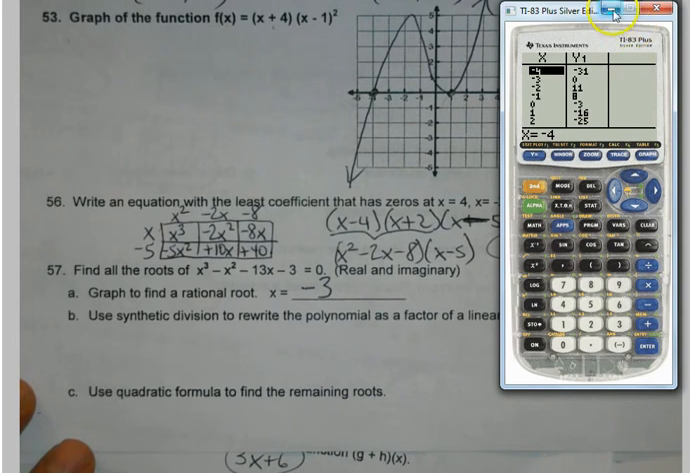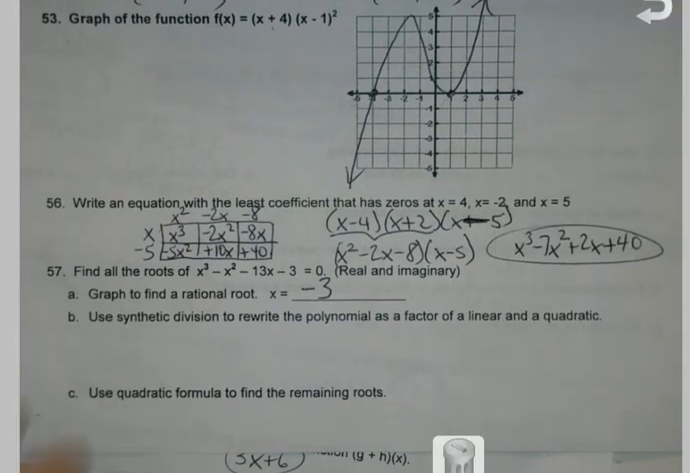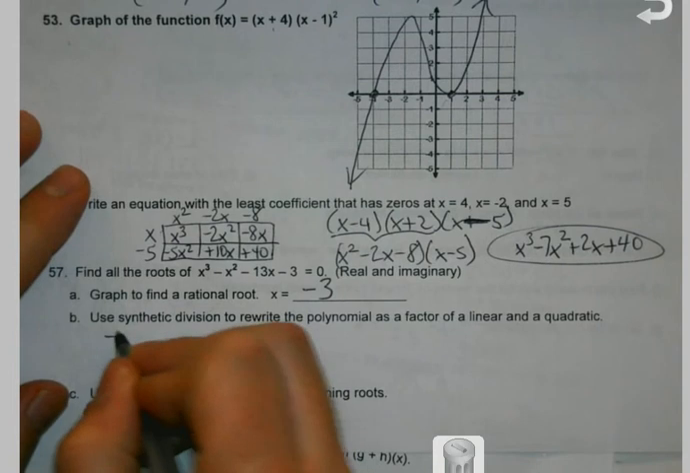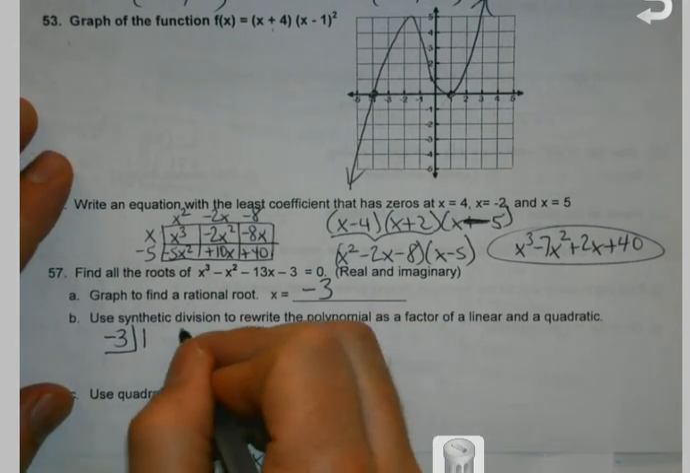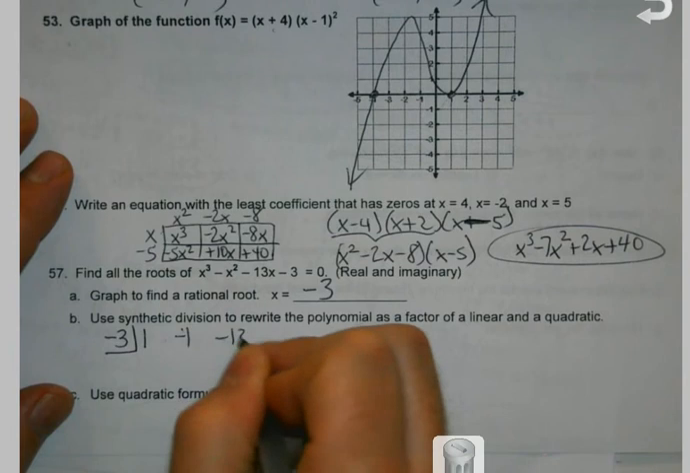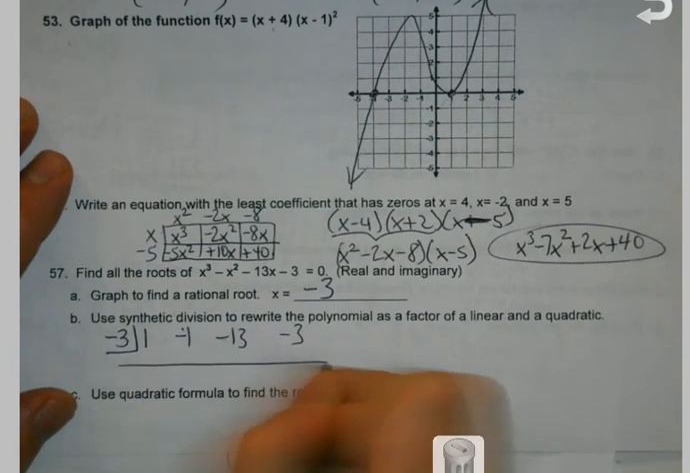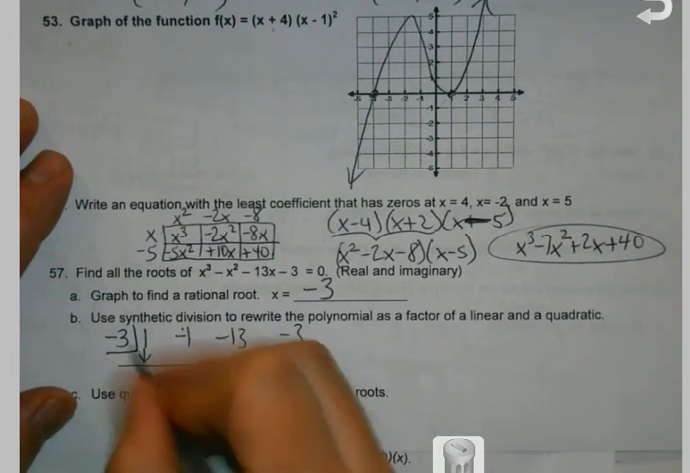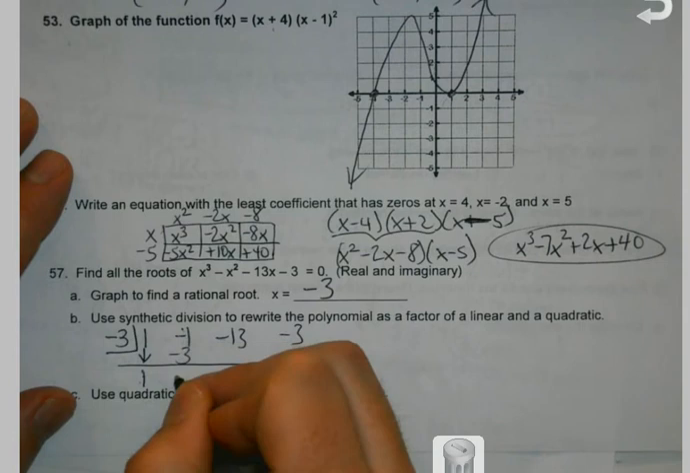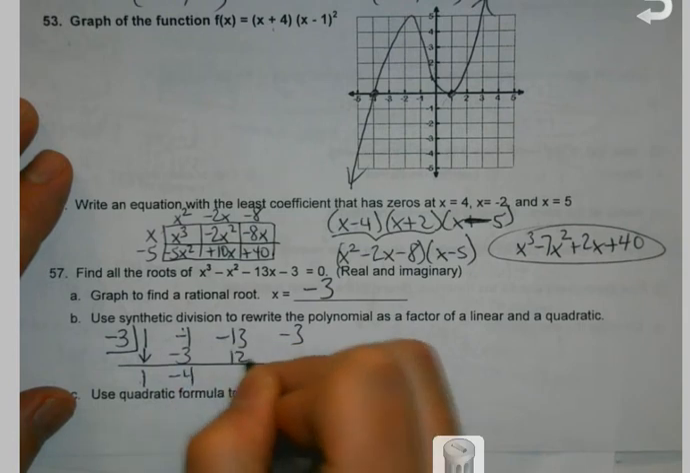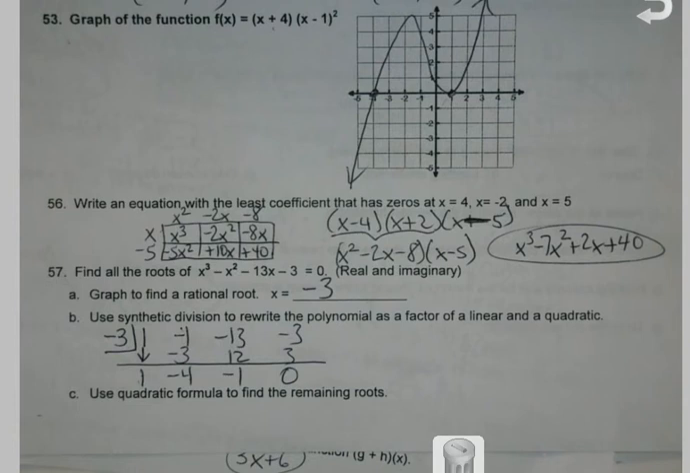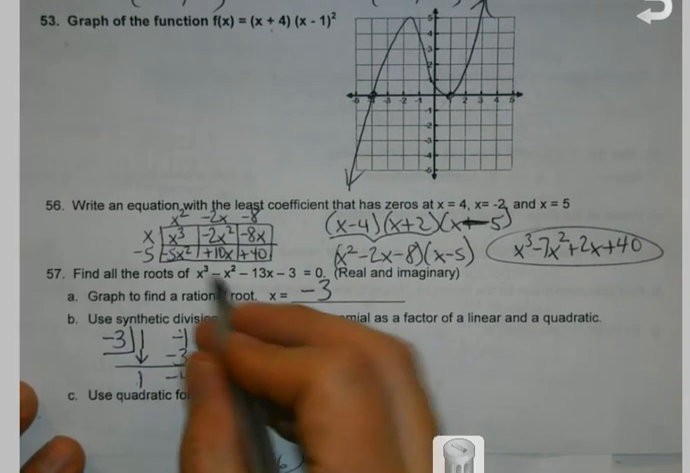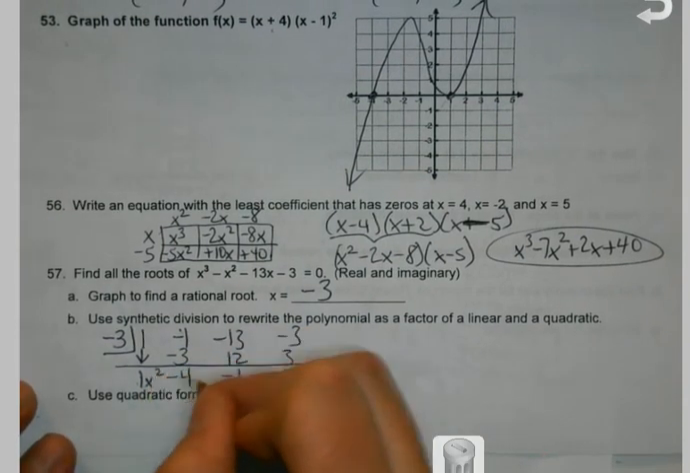So it says use synthetic division to write the polynomial as a product of a linear and a quadratic. Now be careful. It's x equals, so I'm not changing signs. I don't see any holes. That's always nice. Multiply and add. Multiply and add. Multiply and add. Good, I got a 0. It means that's a root. I started with a degree 3. Work my way down.